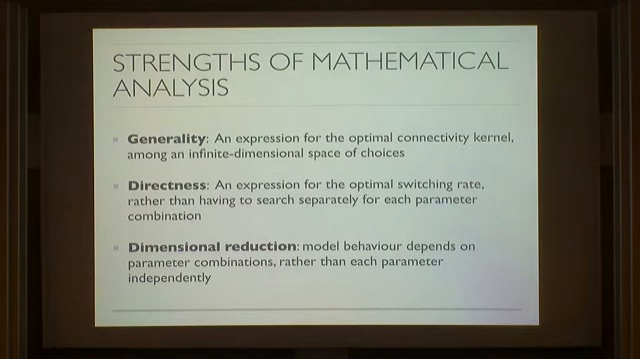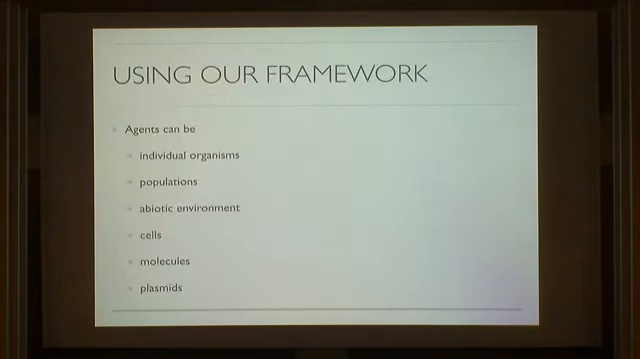Just to illustrate why we think it's important for ecologists still to do mathematics rather than simulations, mathematical analysis can be more general. For example, we have an expression for the optimal choice of the connectivity kernel, effectively by searching an infinite dimensional space of choices, which is something you couldn't do using a simulation model. It just wouldn't be practical. Using analysis, we also calculate things directly. For example, we have an expression for the optimal switching rate for the optimal forager. Rather than having to search through parameter space and then see the point at which the foraging rate is optimal, we can just calculate an expression for it directly. And also, through this dimensional reduction, we can show how the model behavior depends upon summary parameter combinations rather than each parameter independently.